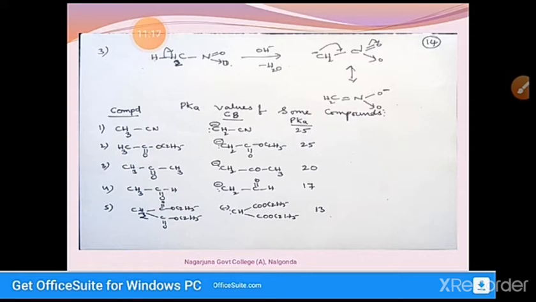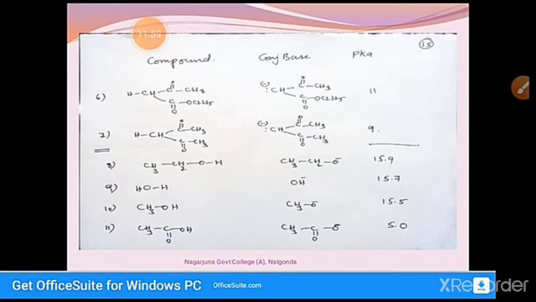And the third one is acetone. The acetone carbanion is the conjugate base. It has a pKa value of 20. Then acetaldehyde, its pKa value is 17. So whenever a compound loses a hydrogen, it forms its corresponding carbanion, which is also called the conjugate base. Diethyl malonate, its conjugate base shows a pKa value of 13. These are the different pKa values for different organic compounds which have active hydrogens, acidic hydrogens.